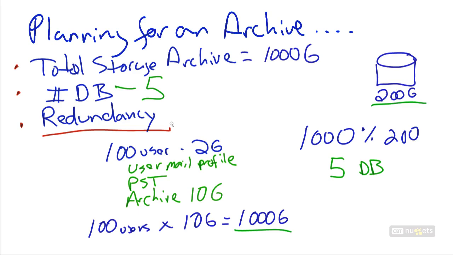Redundancy. Keep this in mind. An archive, especially for many companies, falls under some of their regulations and compliancy, and in your case, if it does, you've got to make sure that this is available. So a great tactic is to also make a copy of your archive as part of your DAG.